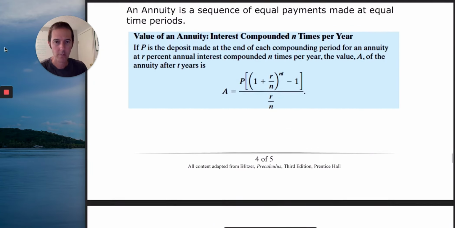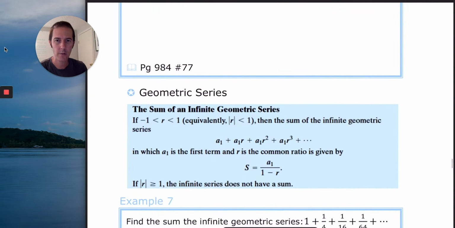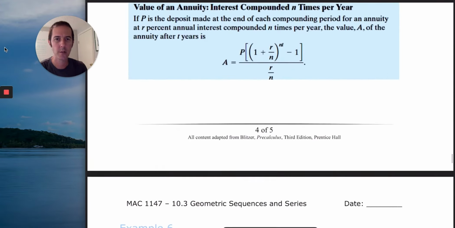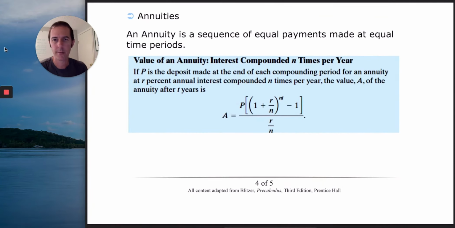And maybe finally is this conversation about annuities. Oh, and we're going to talk about infinite geometric series. Okay, so an annuity is an investment vehicle that you can pay into. P, when we're talking about financial stuff, usually stands for principal. So this is not just making a deposit into a savings account or a stock or something like that where you're going to be doing compound interest. P is the deposit made at the end of each compounding period.